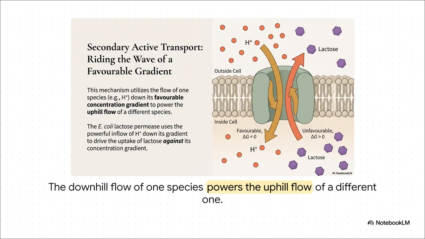So how is this stored energy actually used for transport? Through something called secondary active transport. Here's how it works. The cell opens a special channel that lets a proton rush back down its gradient. That's the super favorable downhill ride. And it harnesses the energy of that rush to drag another molecule, like lactose, uphill against its gradient. Basically, one molecule's easy trip downhill pays the toll for another molecule's tough trip up.